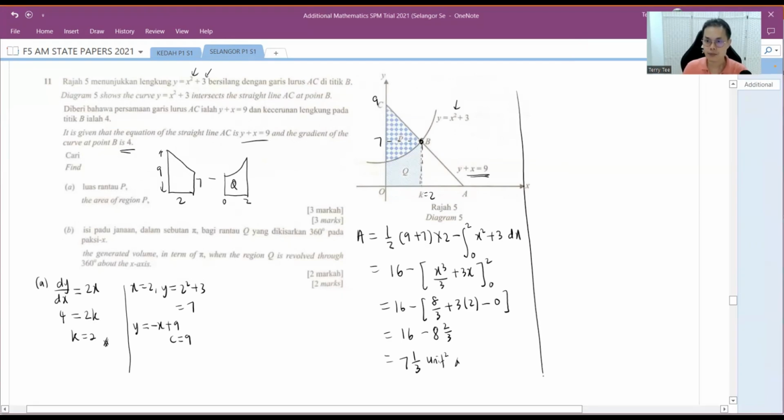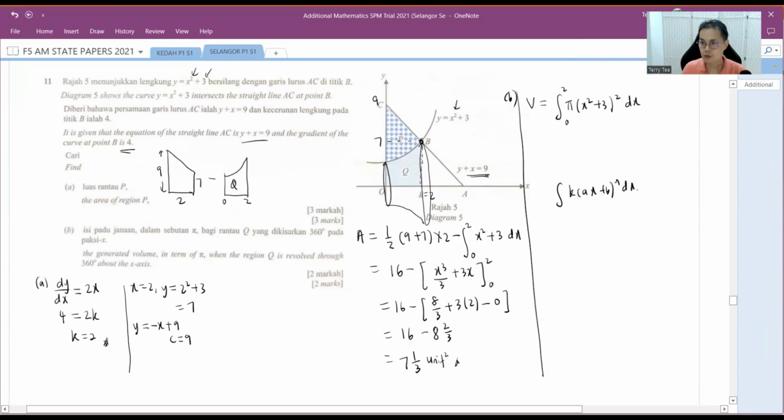Integrate and substitute. Okay, lastly, you're supposed to find the volume when region Q is revolved 360 degrees about the x-axis. When you revolve 360 degrees about the x-axis, this is what you get, right? The formula for volume is the integral of pi y squared dx. So you're going to sub your y inside, square it, dx. Your lower limit is 0, upper limit is 2. Okay, so we can't integrate this directly. Remember, this is the integration of a composite function.